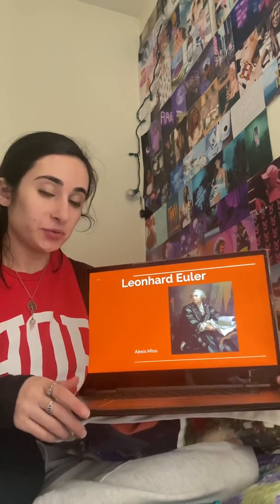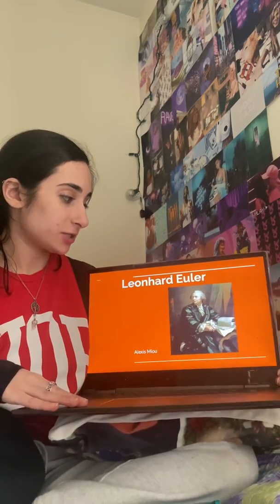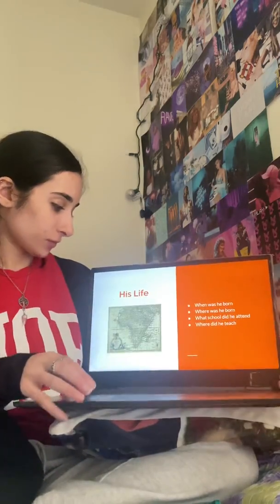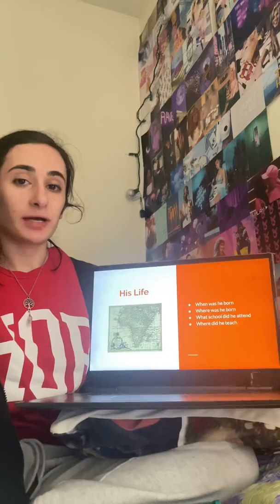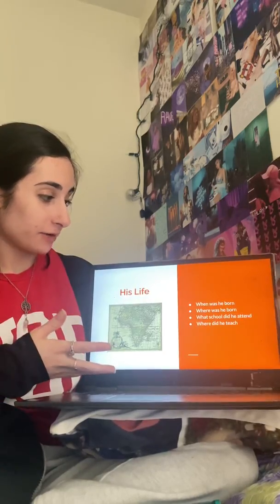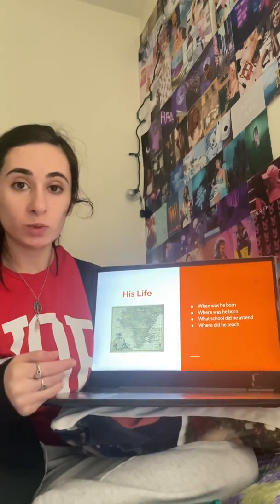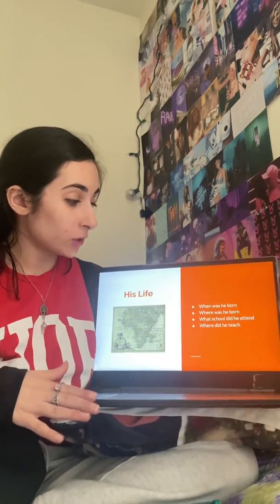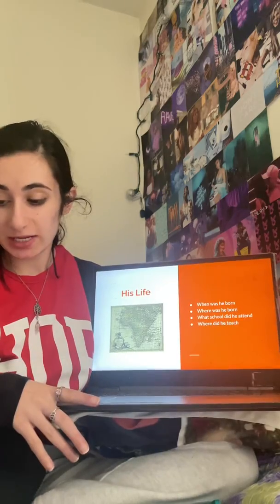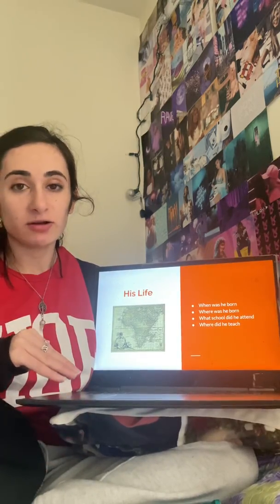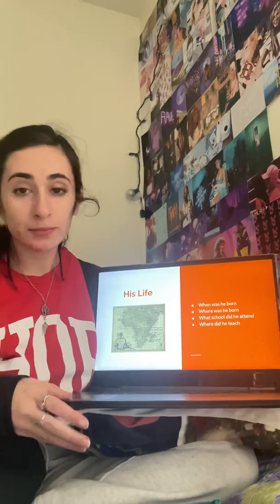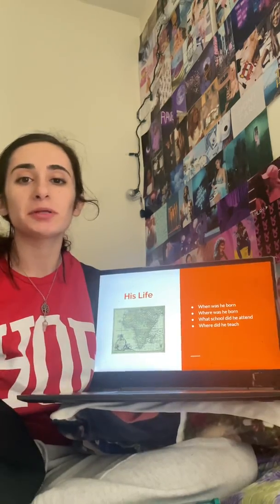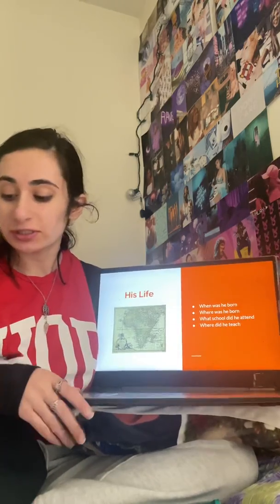My name is Alexis Mayu, and I did my presentation on Leonhard Euler. So a little bit of background about his life is that he was a Swiss mathematician who lived from 1707 to 1783. He did a lot of important work in number theory, algebra, geometry, calculus, probability, trigonometry.